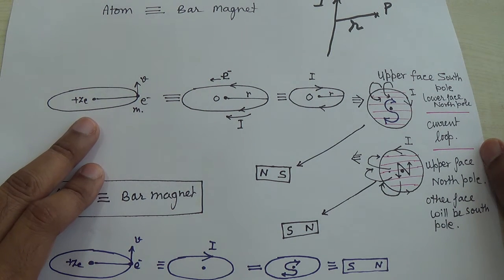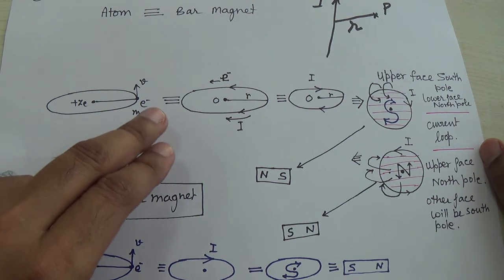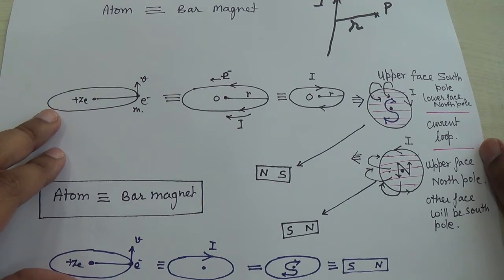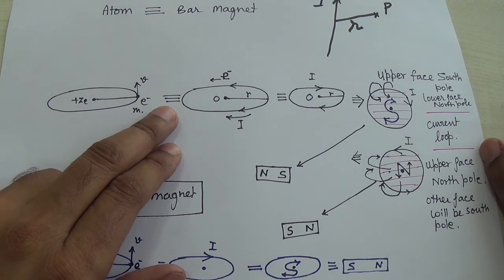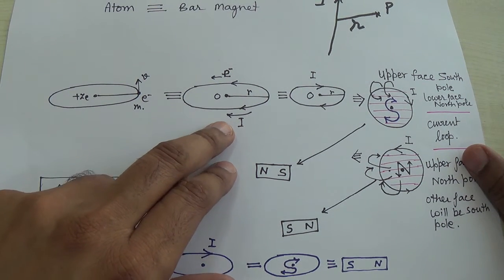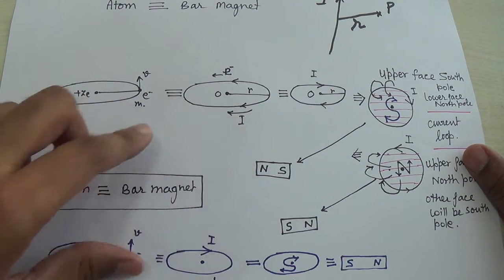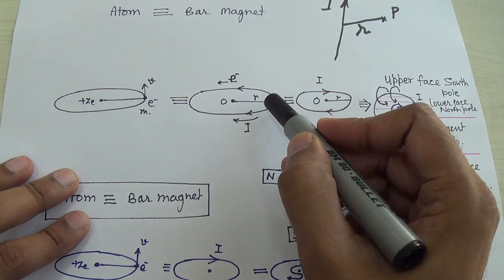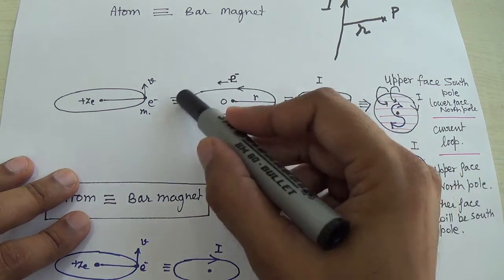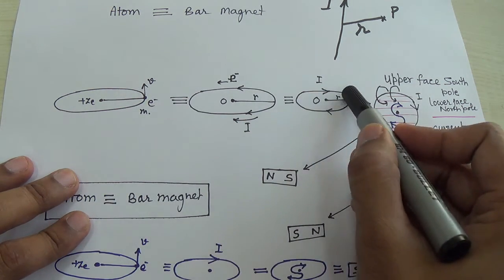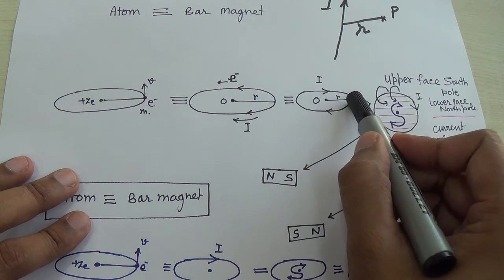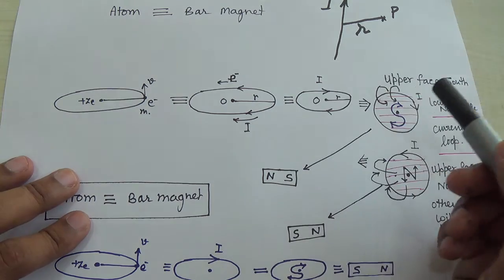This is the simplest case of the hydrogen atom in which one electron is revolving. The electron is revolving in this direction, the anti-clockwise direction, so as a result it will develop a current loop. The direction of the electron is this one, so the direction of the current will be opposite to it. That current loop is defined here: this is a current loop of radius R in which current I is flowing.